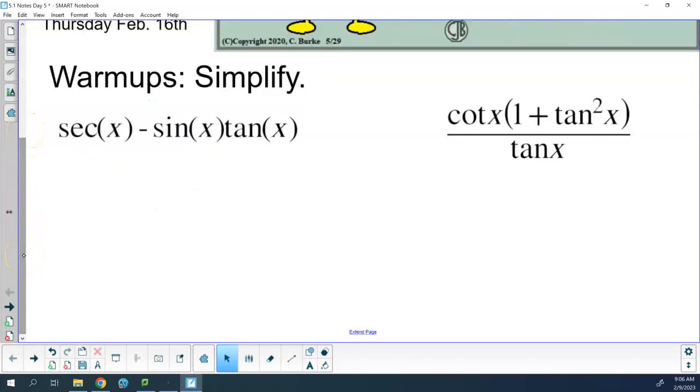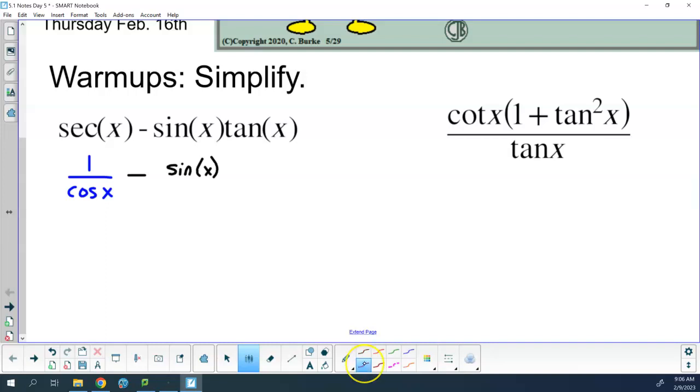Alrighty, here we go. Let's start with the left one first. Okay. So secant, that is going to become 1 over cosine. Sine is going to stay sine. Tangent is going to be sine over cosine.